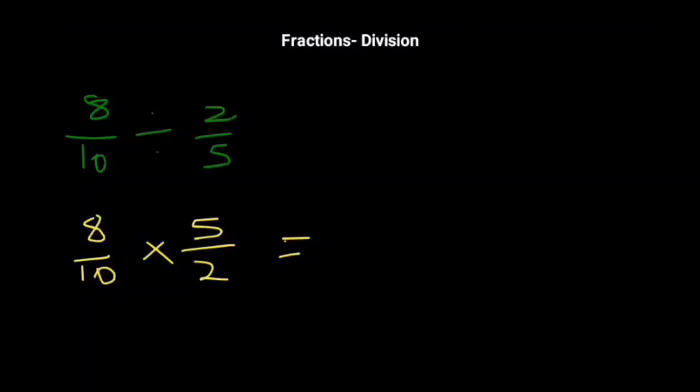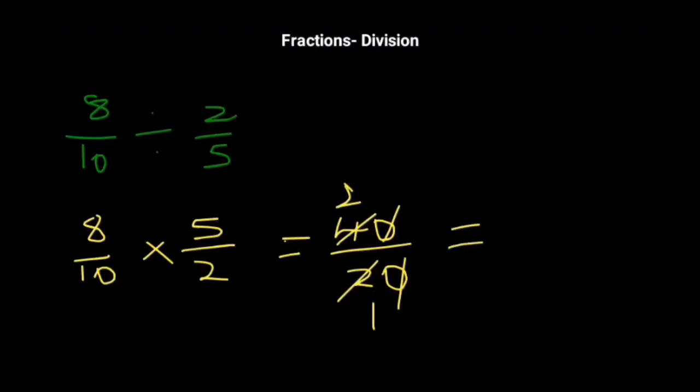So we're going to have 8 times 5, which gives us 40, and then we have 10 multiplied by 2, which gives us 20. We can cancel out the zeros to simplify our fraction. So now we have 4/2, and we can simplify that by dividing both by 2. So 2 into 2 gives us 1, and 2 into 4 goes 2 times. So our answer is 2.